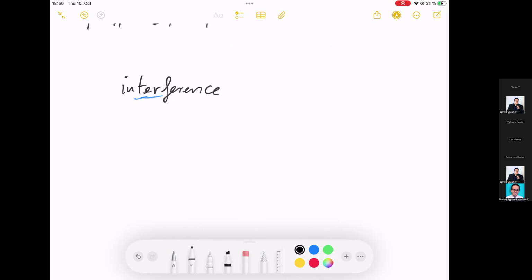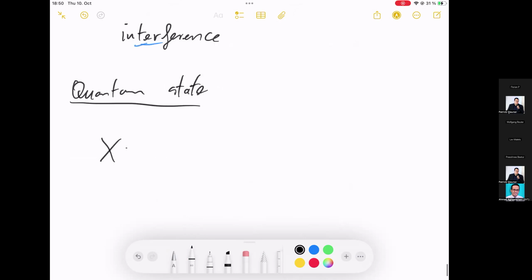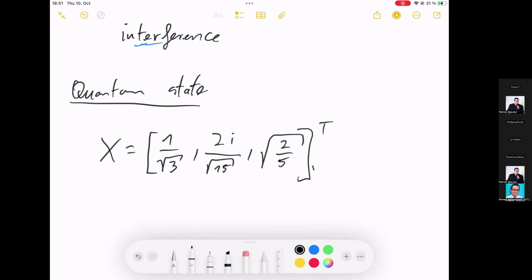Now, if I have a quantum state, and all these things I'm saying now or writing down, you also find them in the slides for your own revision if you wish. I have a quantum state now that is called X, and I don't want to write down a lengthy column vector that needs a lot of space. I just write down a row vector and I transpose it to highlight we're actually working with column vectors. So our quantum state has 3 elements. The one is 1 divided by the square root of 3. Then 2i divided by the square root of 15 and the square root of 2 divided by 5. What is important now, that we always deal with complex numbers, even if they only have a real part it's still a complex number, and we need to calculate the modulus squared of each of these complex numbers.